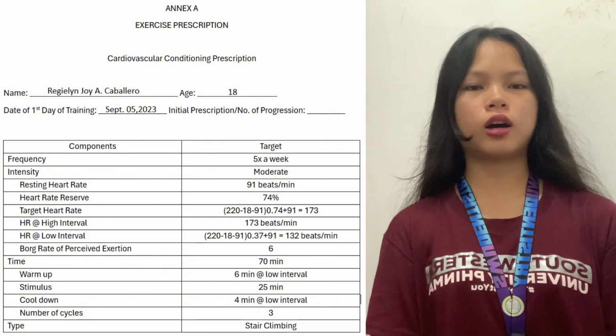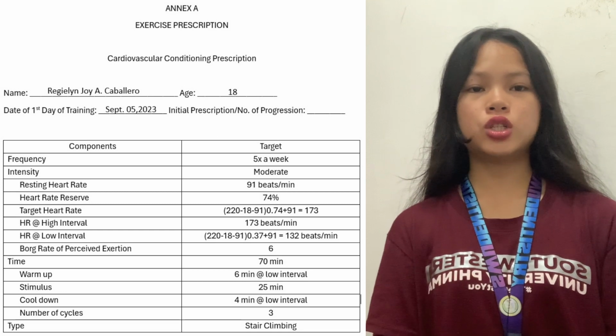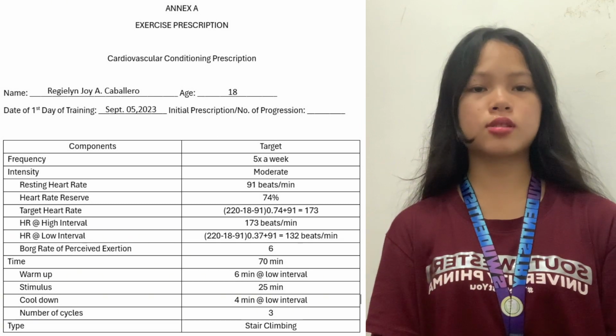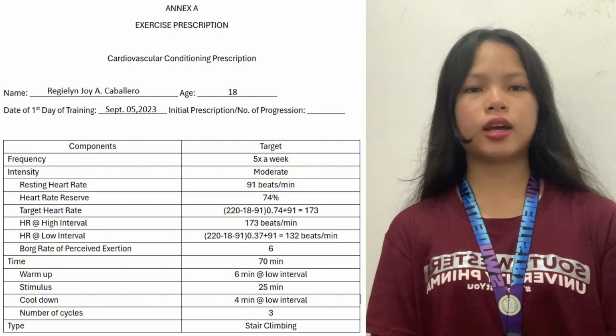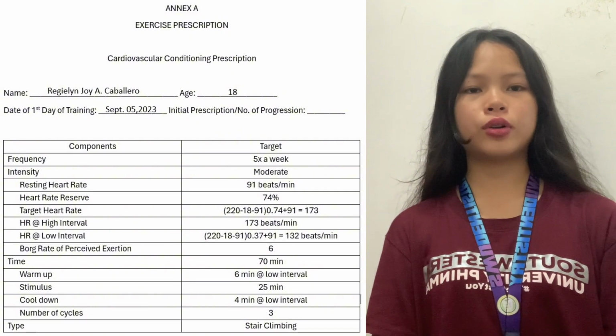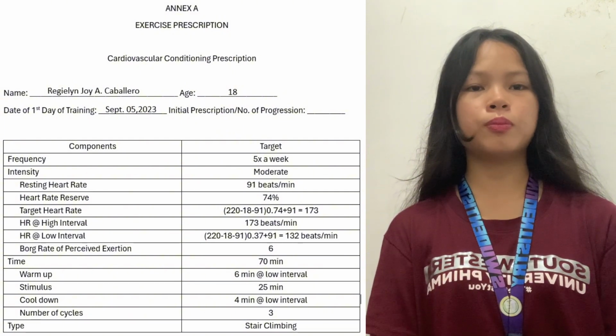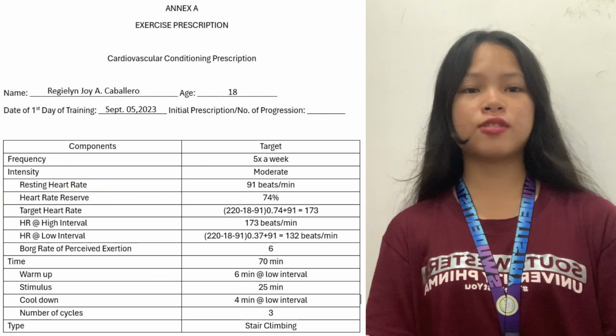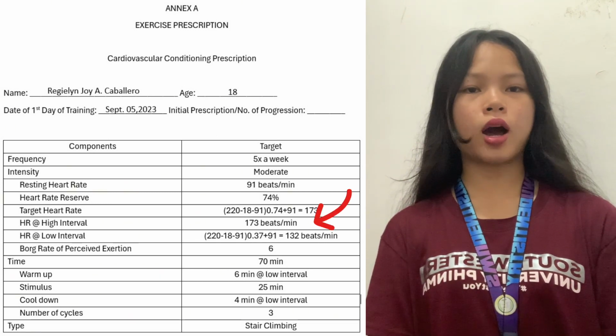And for the formula, the 220 is constant minus your age and minus your resting heart rate, and then multiply it to your heart rate reserve but convert percentage to decimal. Then add the value of your resting heart rate, then solve, and you will get a specific number, and that specific number will go in your high interval.